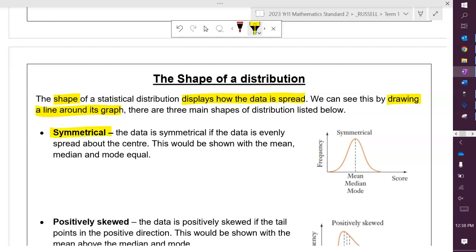We have symmetrical, which means the data is evenly spread around the center, and it's shown with the mean, median, and mode all being in the middle, and you can see that in this diagram here. Okay, so symmetrical, same on both sides.